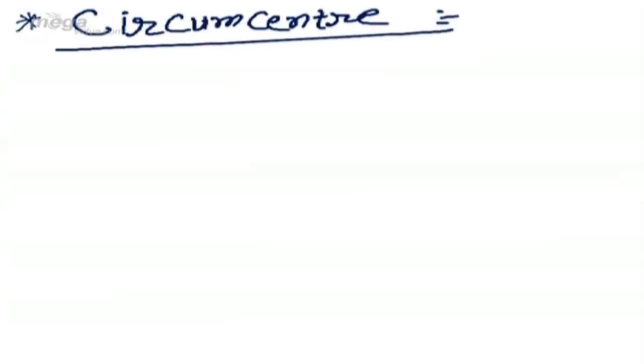Now student, I am taking the next topic, which is the circumcenter. The circumcenter is a point which, taken as the center with radius equal to the distance between that point and a vertex of the triangle, if you draw a circle, passes through the vertices. That point is called the circumcenter.